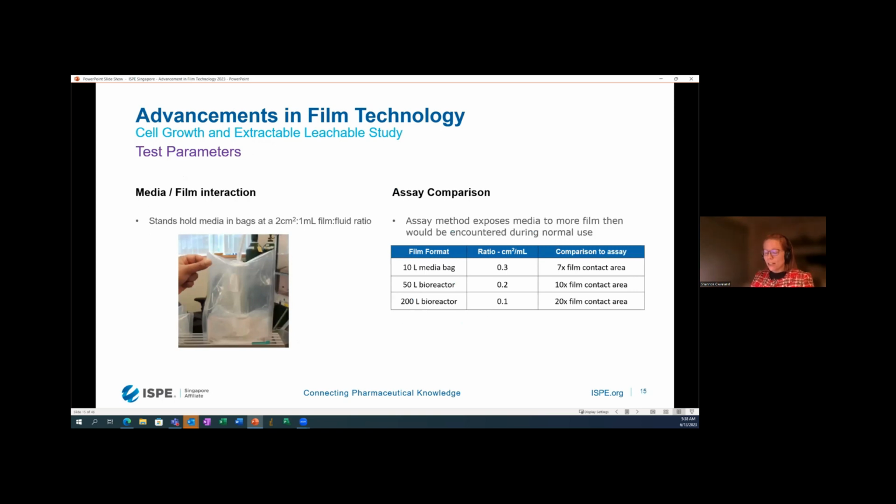We tested potential polyethylene candidates for cell growth compatibility. We used a film to fluid ratio that is 7 to 20 times higher than what's used in a typical customer application. So you can see here the bag that we used, and it had a film to fluid ratio of 2 centimeters squared per 1 ml.